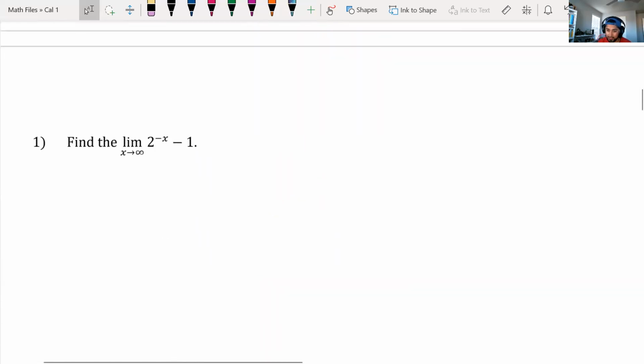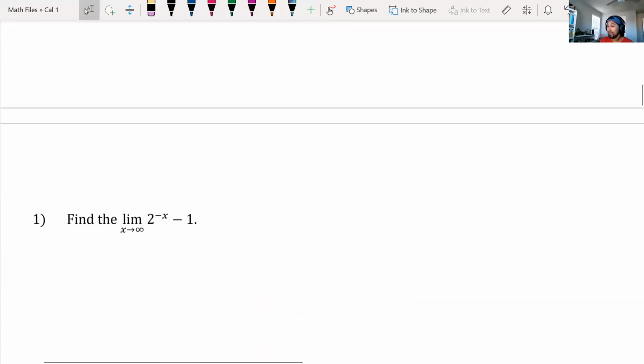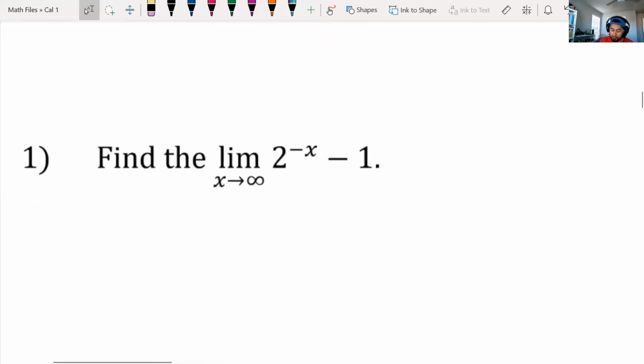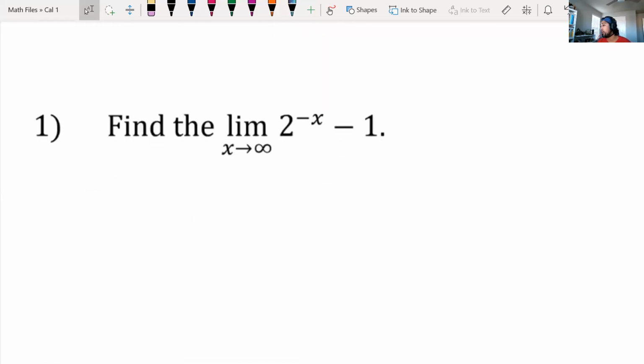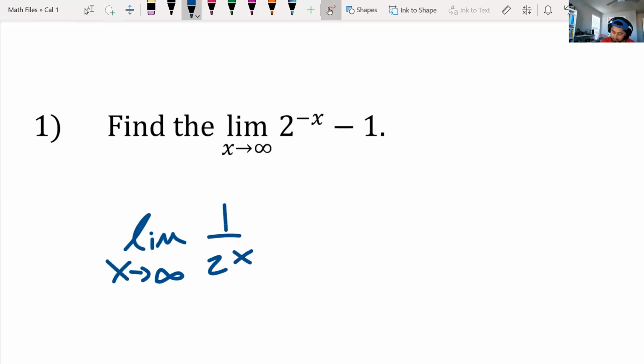Okay, let's go then. Let's try out these limit laws. So number 1, find the limit as x approaches infinity of 2 to the negative x minus 1. Well, if we want to use the limit laws above, this means that we're going to have to rewrite 2 to the negative x. So what is another way to rewrite that? 1 over 2 to the x. 1 over 2 to the x minus 1, right?